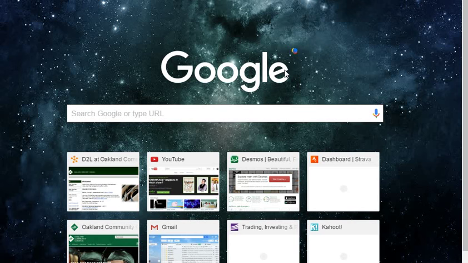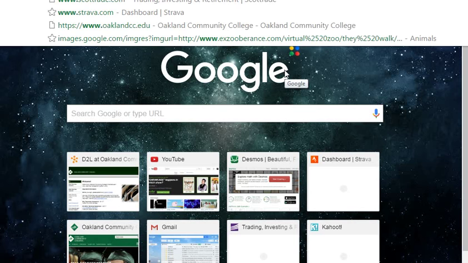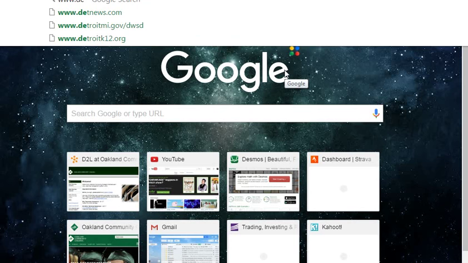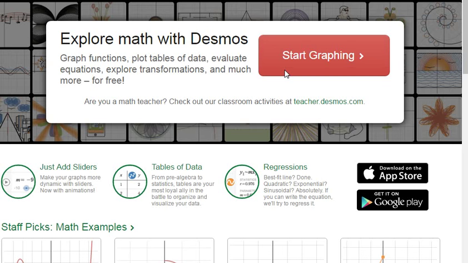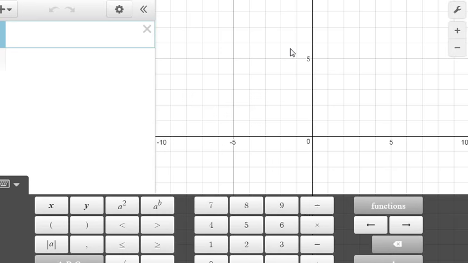Anyone? Yeah, mirror image around the line y equals x. Now let me introduce you to a really cool website. It's called Desmos, D-E-S-M-O-S. It's free. It's really nice. It's handy, especially if you don't have a graphing calculator or your graphing calculator is just not reliable or handy.